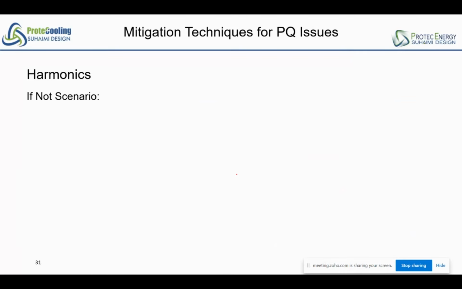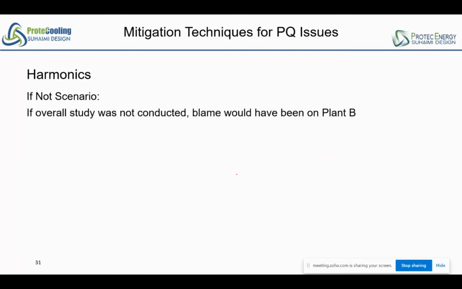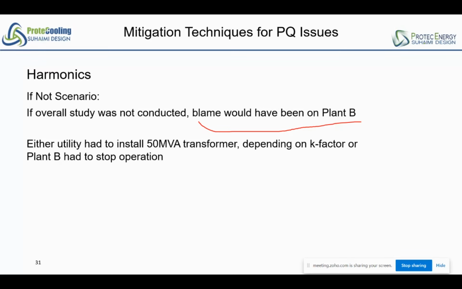So if this detailed study was not done, everyone would have blamed plant B, because from the measurement we could see that only plant B was having very high order harmonics. It wouldn't have been possible to solve without studying the other plants simultaneously, which were affecting the entire system.